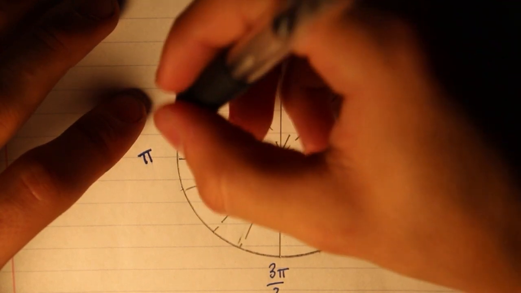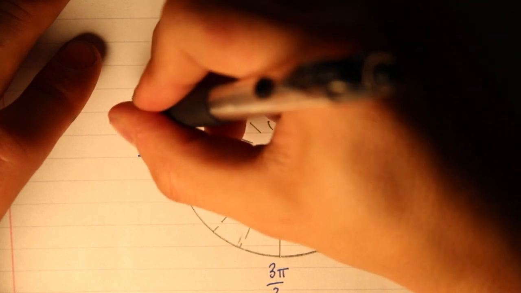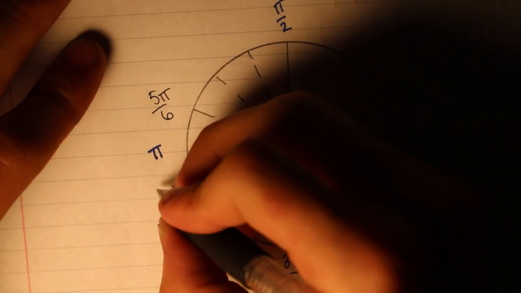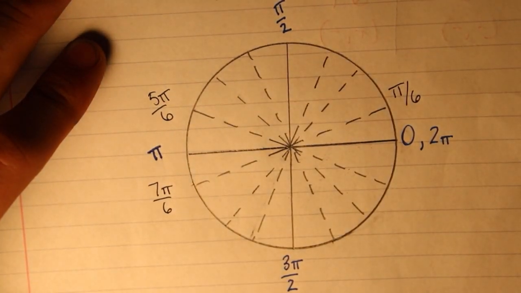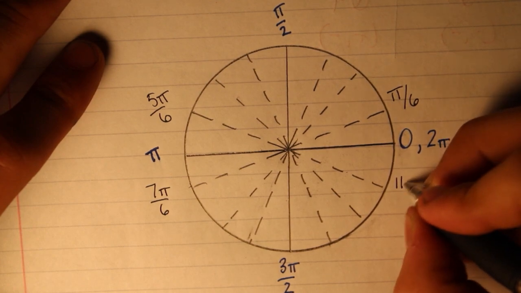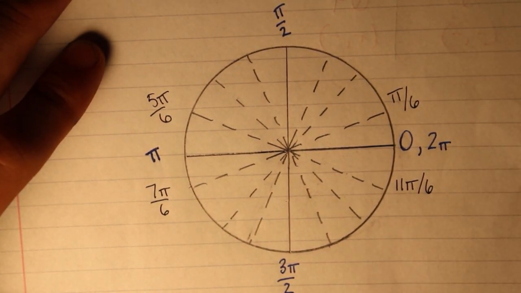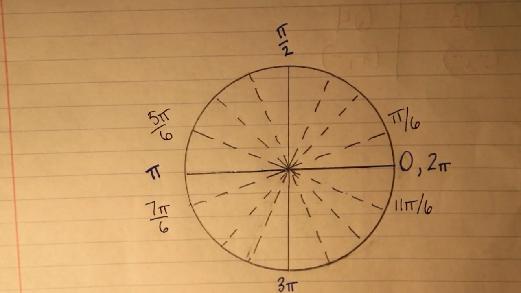I'm going to have 5 pi over 6 here. I'm going to have 7 pi over 6 here. And I'm going to have 11 pi over 6 here. All right? Bear with me. I'm just filling it out, and I'll explain to you my thought process at the end.